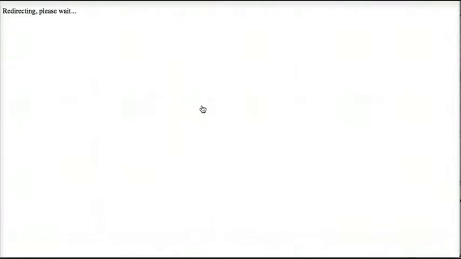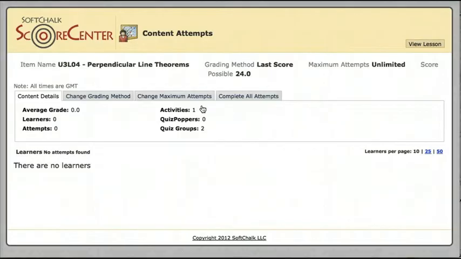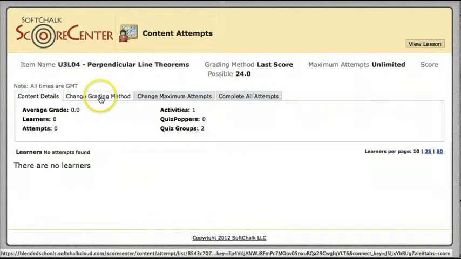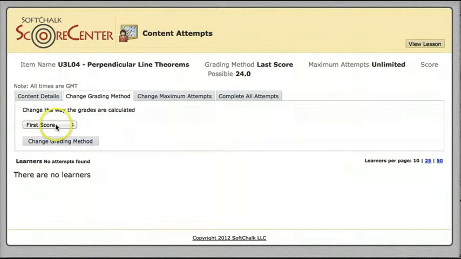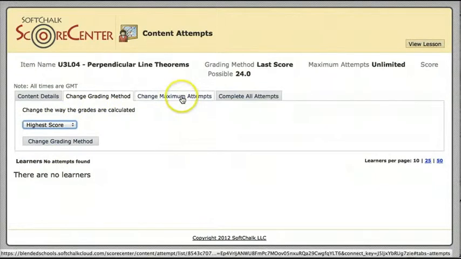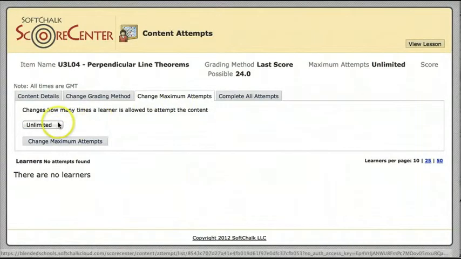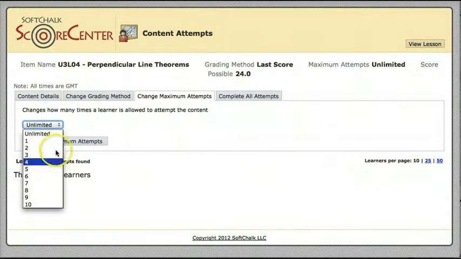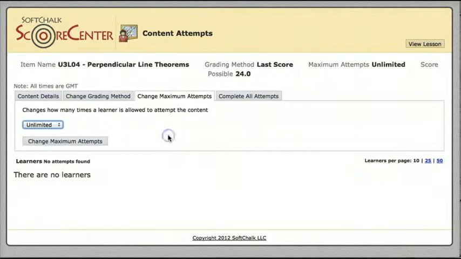When we get into the bulk of each lesson in the SoftChalk area, the teacher has total control through the SoftChalk ScoreCenter. As you can see here, the teacher can change the grading method because this lesson is a total of 24 points, so the activities in the lesson are worth points. And they can take the highest score. They can choose to grade it however they wish. They can give them unlimited attempts or whatever they choose there. And they can look at what other learners have done.